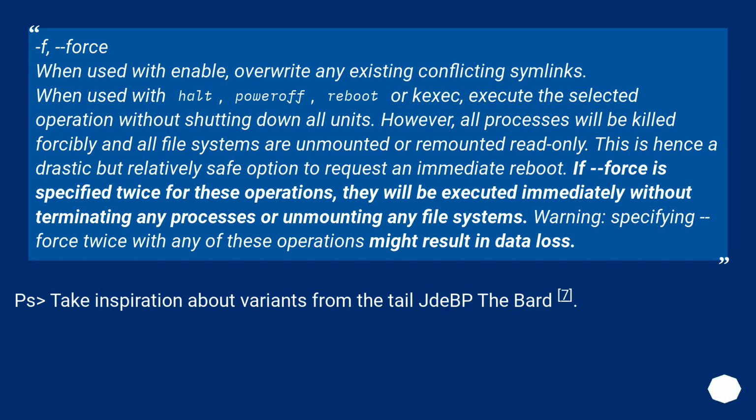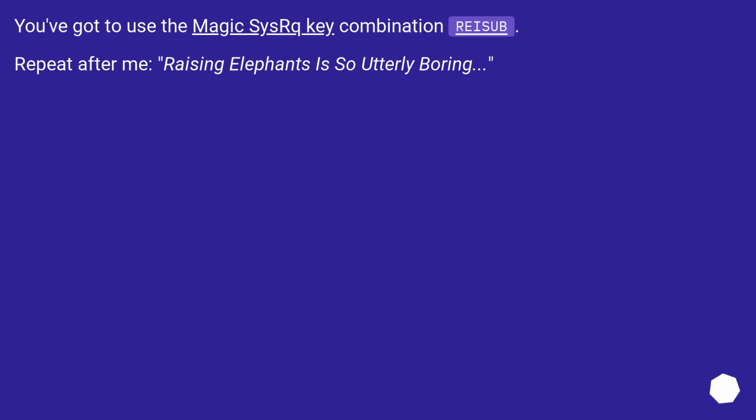If --force is specified twice for these operations, they will be executed immediately without terminating any processes or unmounting any file systems. Warning: specifying --force twice with any of these operations might result in data loss. PS and GT, take inspiration about variants from the tale of the Bard, 7. You've got to use the magic SysRq key combination, REISUB. Repeat after me, Raising Elephants Is So Utterly Boring.